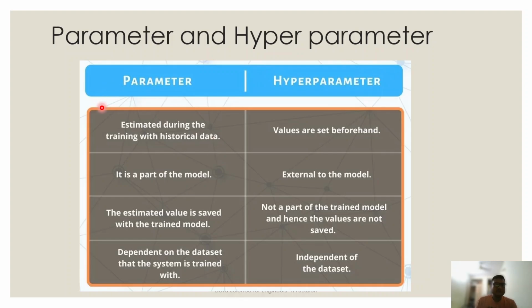It is a very simple definition. What you get when you train your model, while training your model, is called a parameter. And the values which are set beforehand by you are called hyperparameters. Let's understand this with the help of a basic example of linear regression.